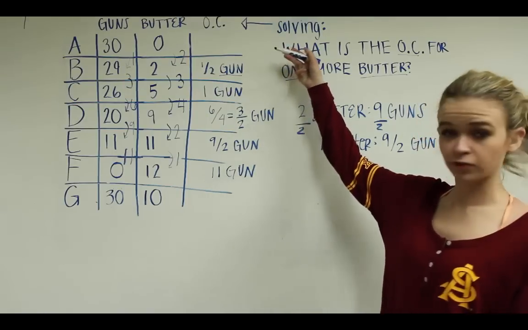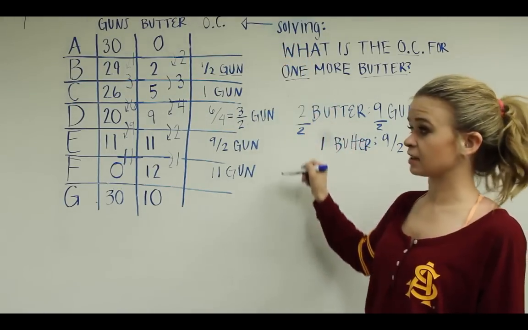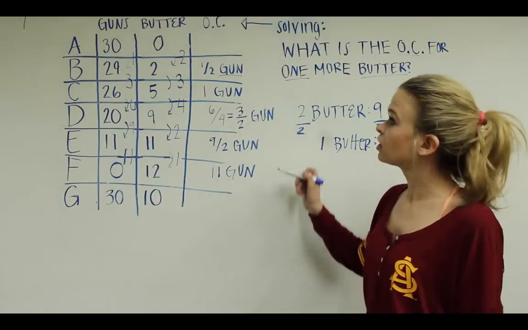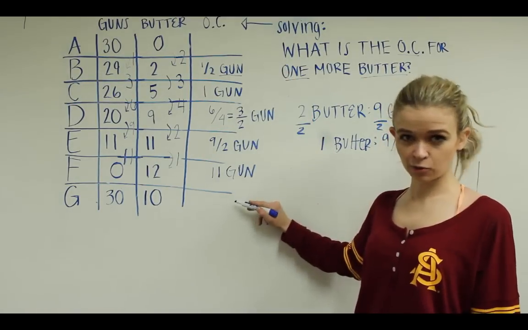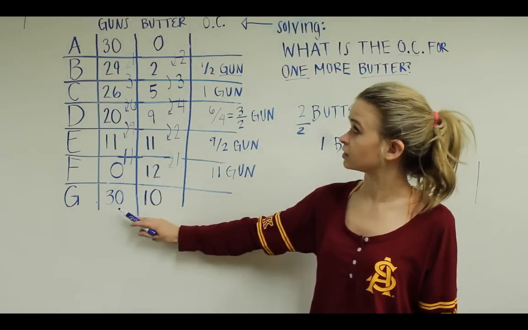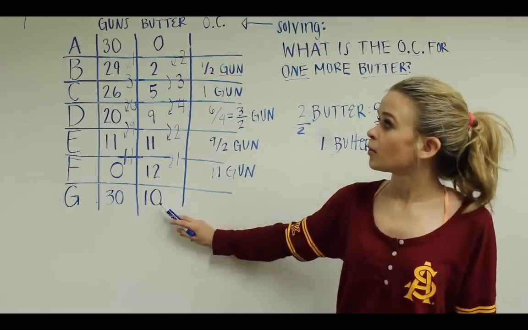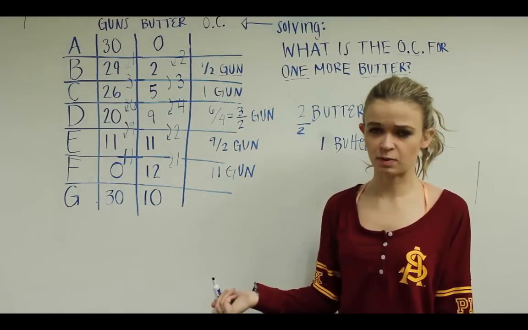And so also if you like patterns, you'll realize that the opportunity cost is increasing as we move along. So it started at 1/2 and now we're all the way at 11. But now we have a weird point, G, where we notice that all of a sudden we have 30 guns and 10 butter. But here we said we had 30 guns and 0 butter. So how is this possible?